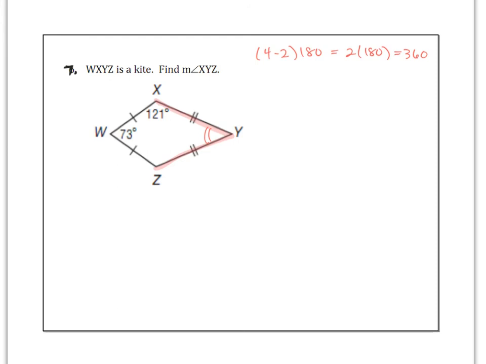Now, if it's a kite, it's going to have one pair of congruent angles. So find where the two non-congruent sides meet. So here at the 121, and the one across from it, the Z, will be the same size. So now what I can do is I can take 360, I can minus out the 121 and the 73, and I can see how much I have left. And it turns out I have 45 degrees left. So 45 degrees is going to be the measure of angle XYZ.